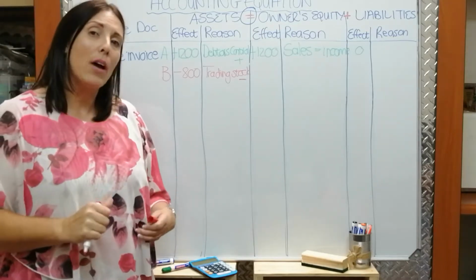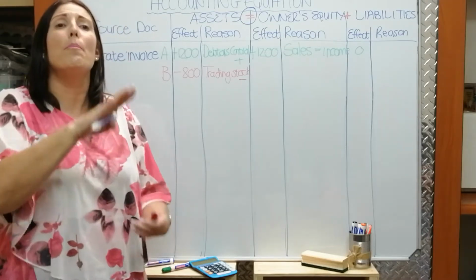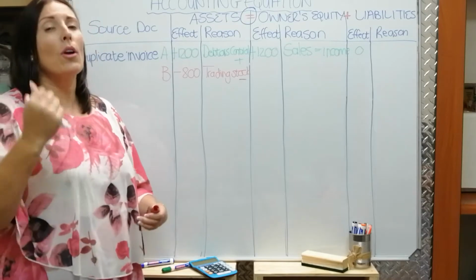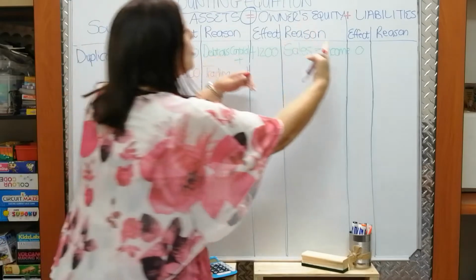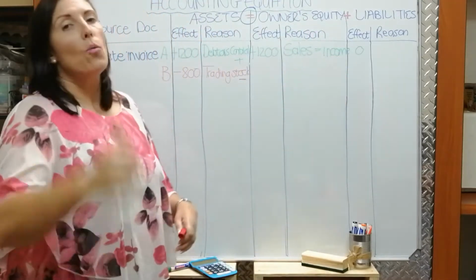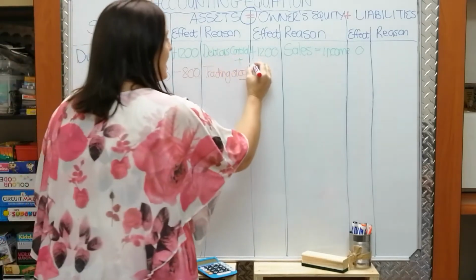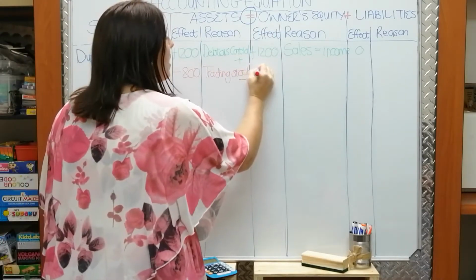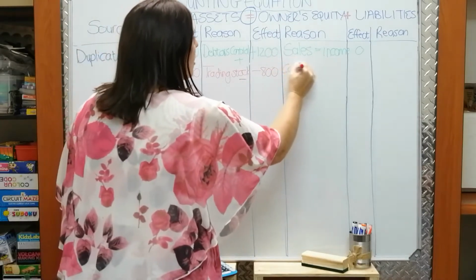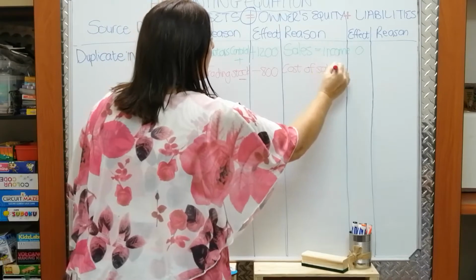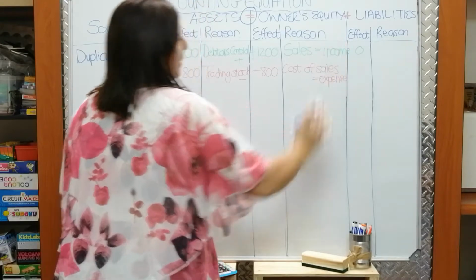So what type of account is cost of sales? It's an expense to the business because it makes the profit less. So what do all expenses do? They affect the owner's equity. So I move over to owner's equity. What does an expense do to owner's equity? Always it decreases the owner's equity. So under effect, I will write minus 800 Rand and my reason is cost of sales. You can just write cost of sales or an expense.